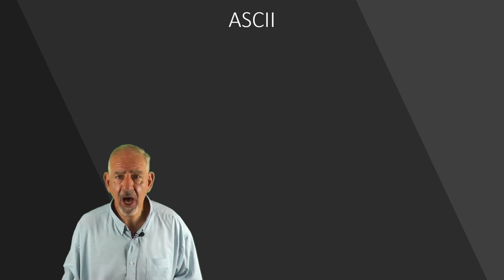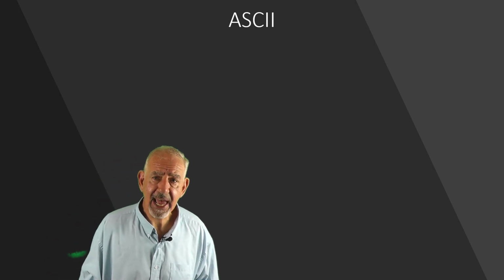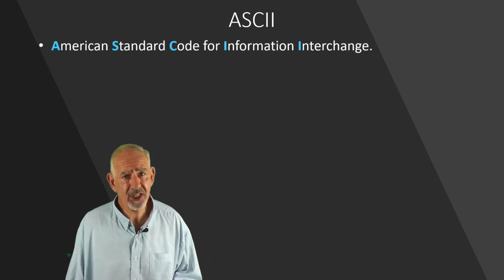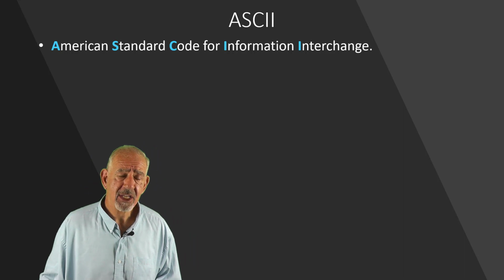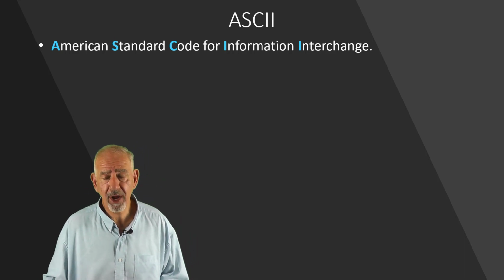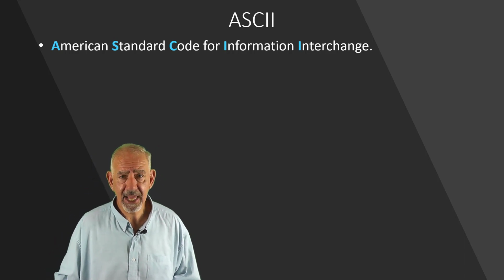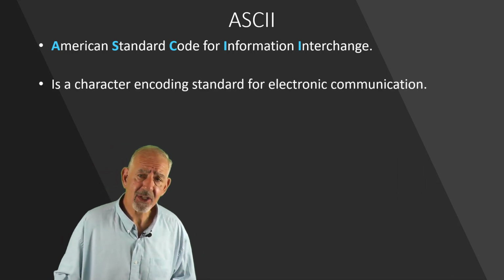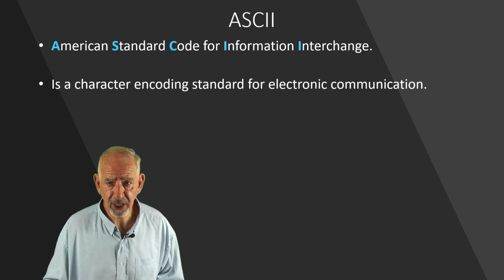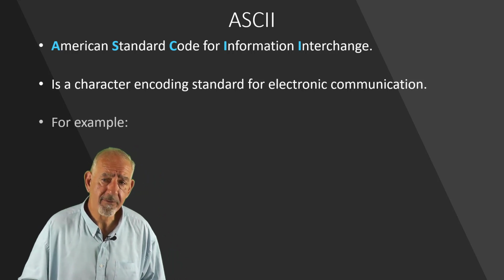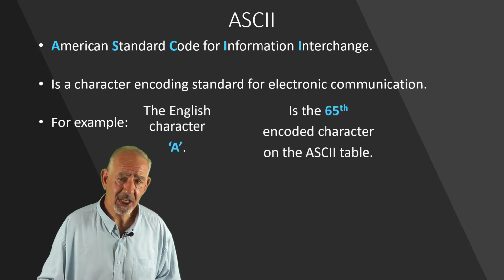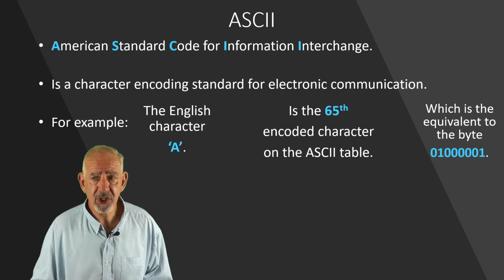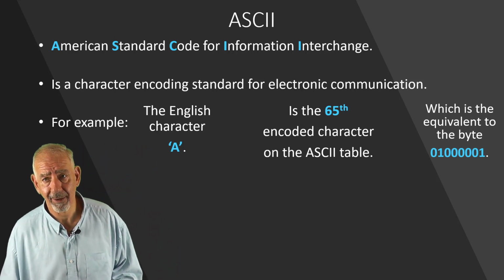We know that we can encode characters, and the ASCII standard was something that came very early on, and it's called the American Standard Code for Information Interchange. And it was a standard so that everybody who was using computers and writing code for computers had a particular standard to base it on. The only trouble is it's not very big, and it was a character encoding standard for any sort of electronic communications we were having. So as we saw before, the character capital A is the 65th encoded character in the ASCII table, and it's got an equivalent byte, which is 0100000001. So that's our ASCII.